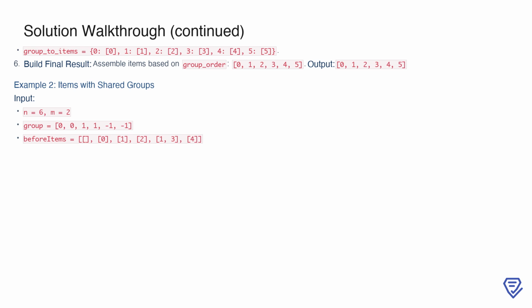Finally, we assemble the result based on the group order. Since the group order is already sorted as 0 through 5, the final output for this example is the list of items in the same order, 0, 1, 2, 3, 4, 5. This demonstrates a simple case where there are no shared groups or complex dependencies.